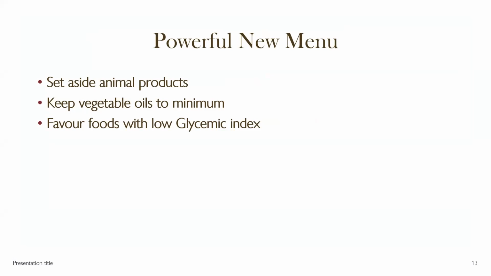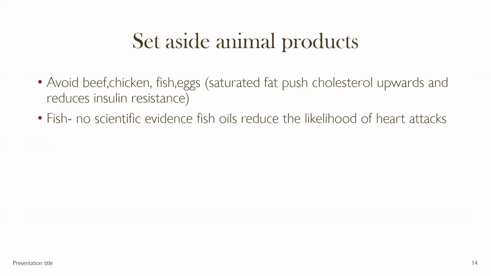Then the second point is to keep vegetable oils to a minimum. Whatever the source of vegetable oil might be, the fat depends on how much quantity of oil we are using. So vegetable oils, no matter what the source, have to be kept in minimum quantity. Next, the third point is we should favor foods with a low glycemic index. What high glycemic index foods and low glycemic index foods are will be discussed in the next slides.